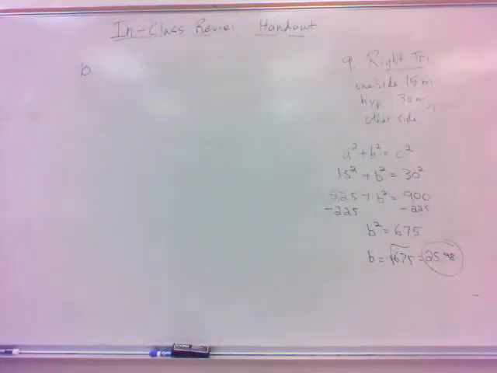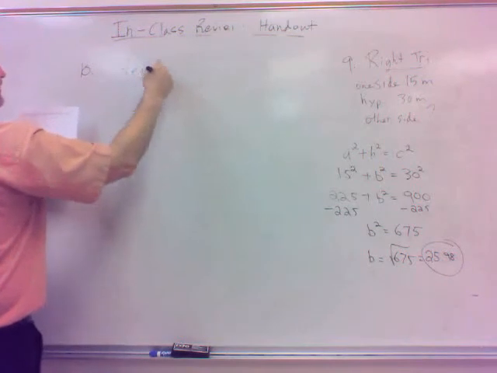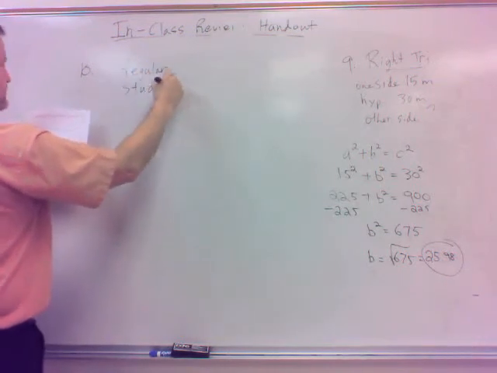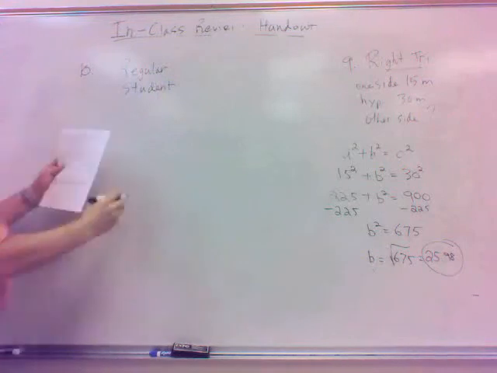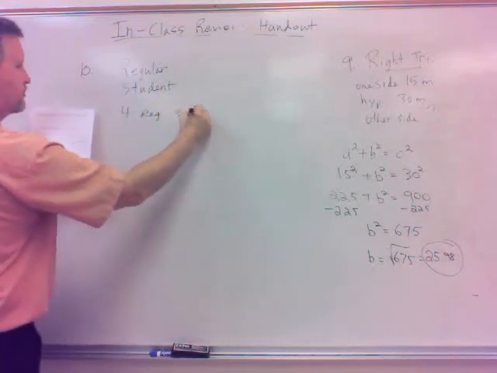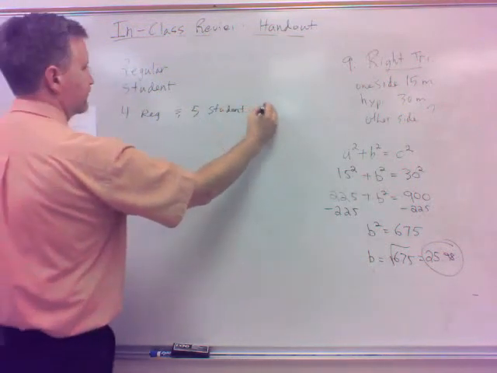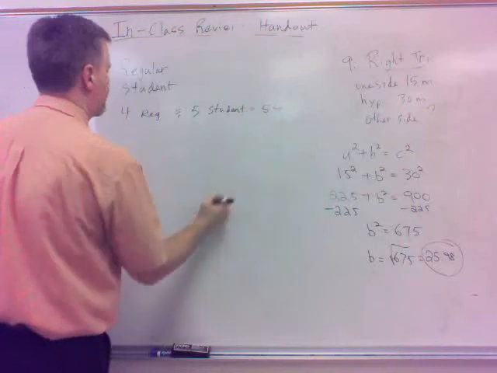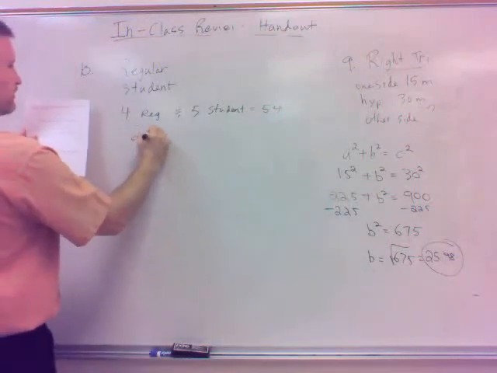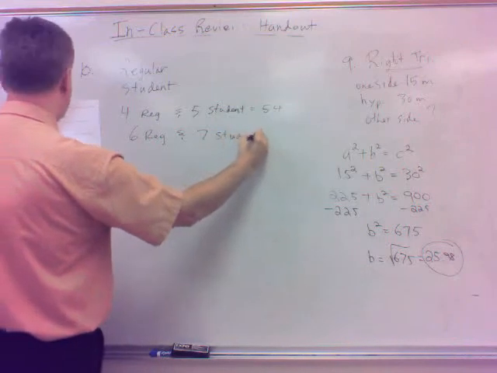Remember this one, the ticket problem. We did one similar before. Got 2 types of tickets. We got regular tickets and regular price, and then student tickets. It says we've got 4 regular and 5 student costing $54. 6 regular and 7 student cost $79.